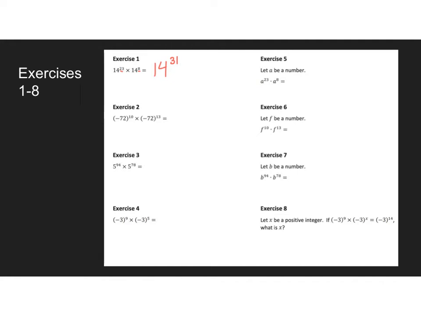I'll do one that is not a number. I'll do exercise 7 for you. So we have b to the 94th times b to the 78th. This is the same as saying b to the, well, I need to add up 94 and 78. 8 plus 4 is 12, 9 plus 1 is 10, plus 7, 172. Okay? Please take a moment and go ahead and go through and do the rest of these, and then we'll go over them in about 1 minute.